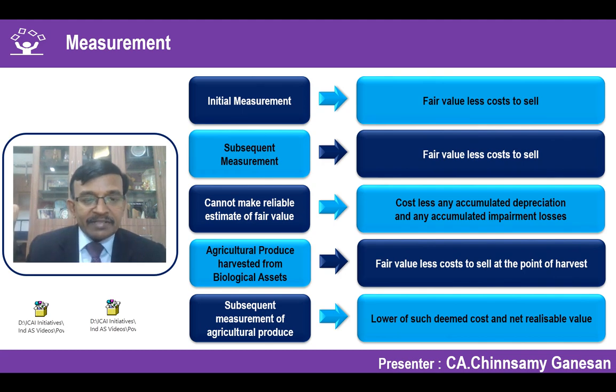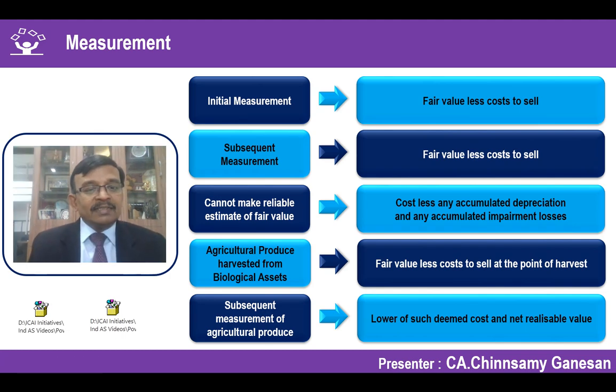We know about Ind AS 2. Net realizable value is the selling price minus the cost to complete the sale. That will be considered as net realizable value. Whichever is lower is what should be considered, because that is coming out of Ind AS 2. Now, let us take some worked out example to understand the measurement. Then you will be able to understand. So let us look into the worked out example to understand this concept clearly.